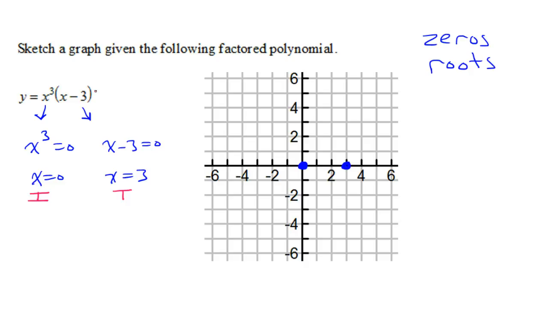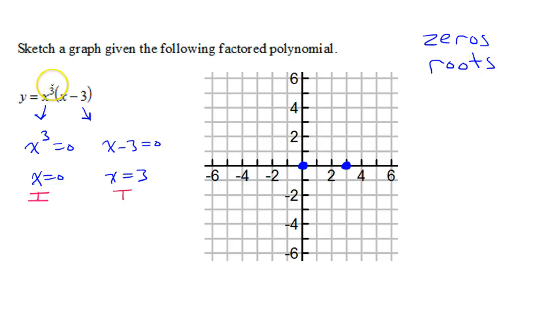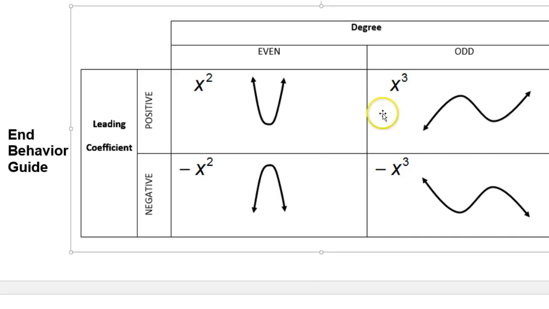Next, we need to pay attention to the end behavior. The end behavior depends on the degree. Here I have 3 of these and 1 of these. That's a total degree of 4, which of course is even. That's important because the end behavior is going to depend on the degree and the leading coefficient, whether it's positive or negative.